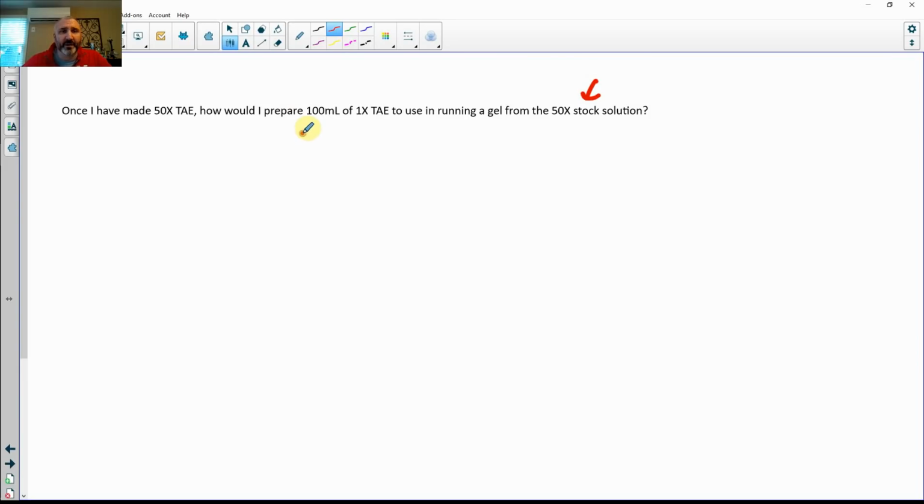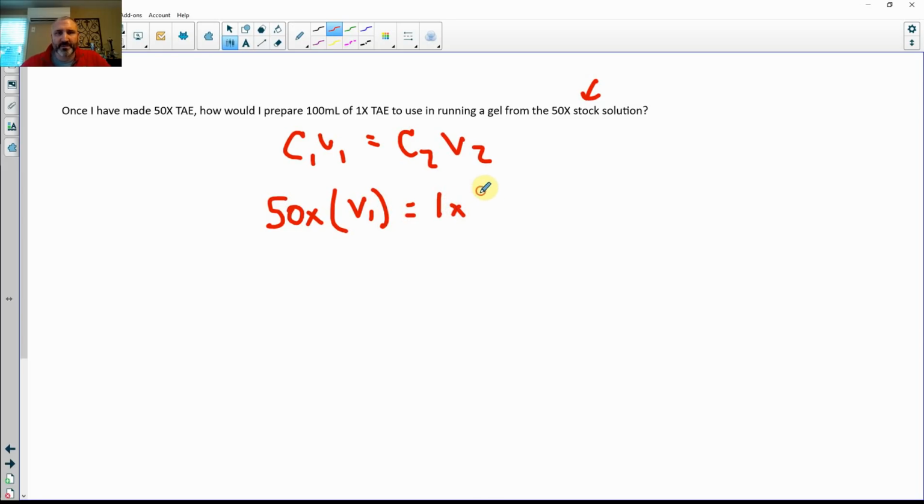And anytime we're diluting, you're going to do C1V1 equals C2V2. So our concentration to start is 50 times more concentrated than it should be, so I just write 50x. You don't really do anything with the x, that's just reminding me that it's 50 times more concentrated, times that volume that I want to find out, equals the 1x times how much of this stuff do I need? 100 mils.